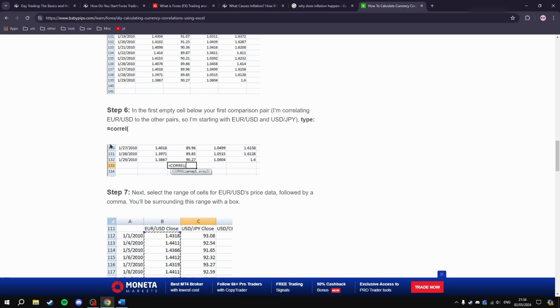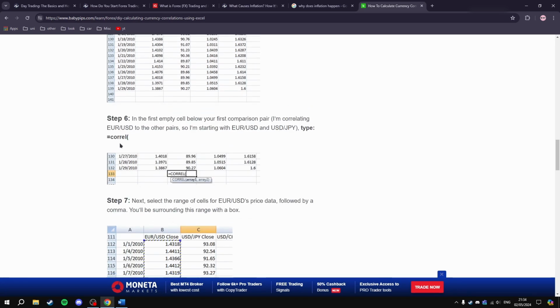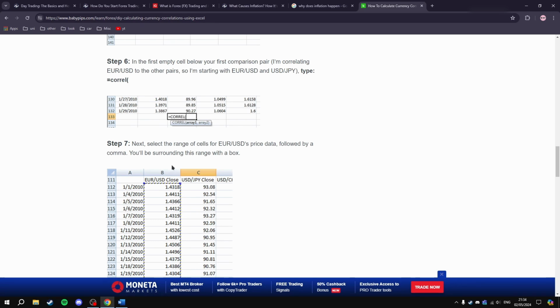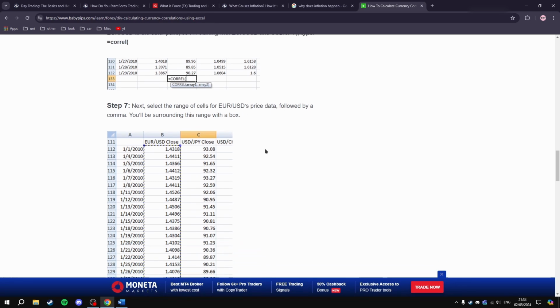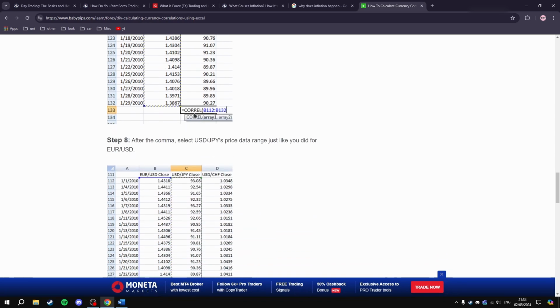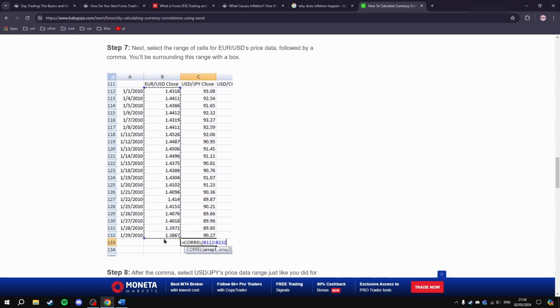Step 6, in the first empty cell below your first comparison pair. I'm correlating Euro USD to the other pairs, so I'm starting with the Euro USD and USD JPY. Type equals CORREL open bracket. Next, select the range of cells for the Euro USD's price data, followed by a comma. You'll be surrounding this range with a box. So from B112 to B132, so from here to here.